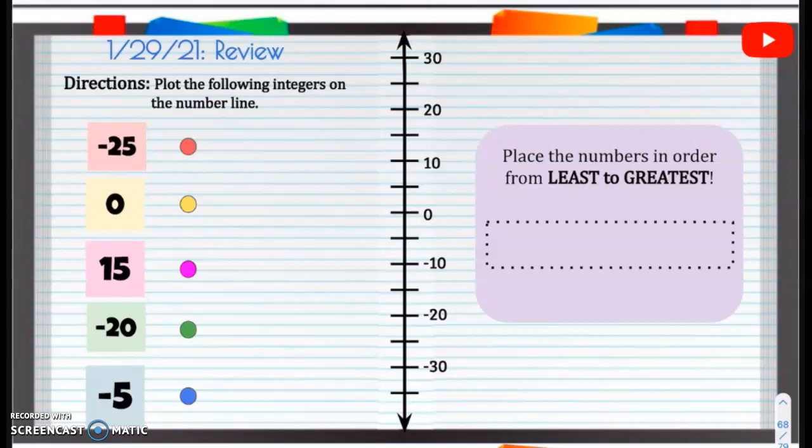January 29th, 2021 review. Directions. We're going to plot the following integers on the number line.